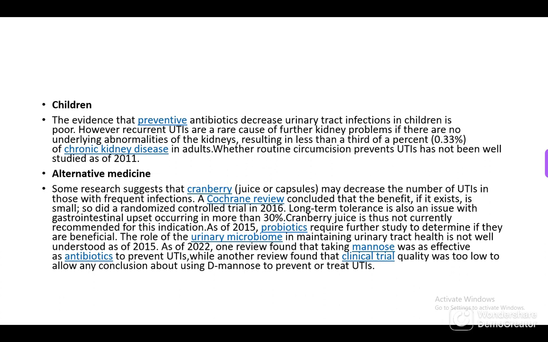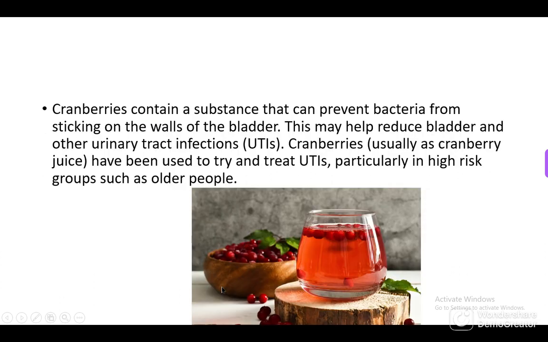The role of the urinary microbiome in maintaining urinary tract health is not well understood, as of 2015. In 2022, one review found that taking mannose was as effective as antibiotics to prevent UTI, while another review found that the clinical quality was too low to allow any conclusion about using D-mannose to prevent it. We use D-mannose. It is converted, and it will alkalinize rather than acidify the urine, and possibly it will prevent it, the mannose. But it is under trial. Not 100% can you say that.